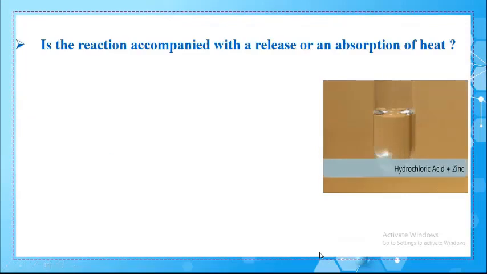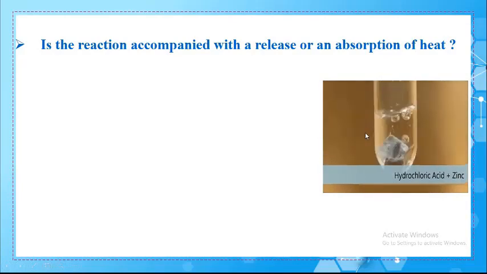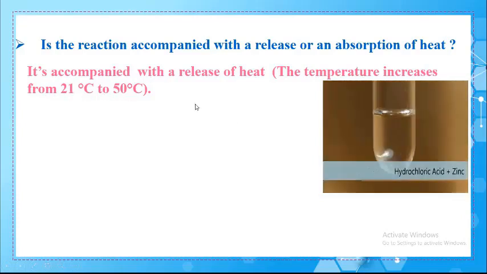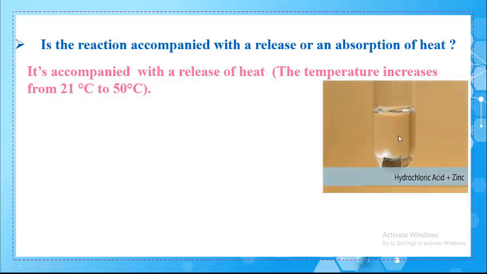Now, let's observe the experiment again and answer: is the experiment accompanied by a release or an absorption of heat? What do you think happens to the temperature in this experiment? It starts from 21 degrees to reach 50 degrees Celsius. Good! Accompanied with a release of heat, where the temperature increases from 21 degrees Celsius to 50 degrees Celsius. So, in this experiment, the temperature is increasing and it gives some heat to the surrounding.